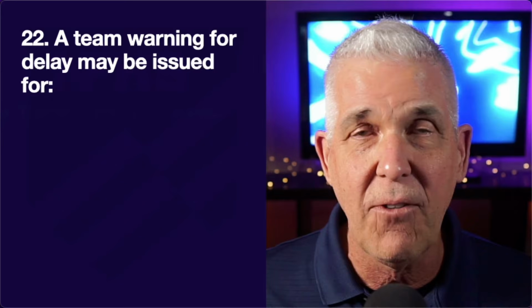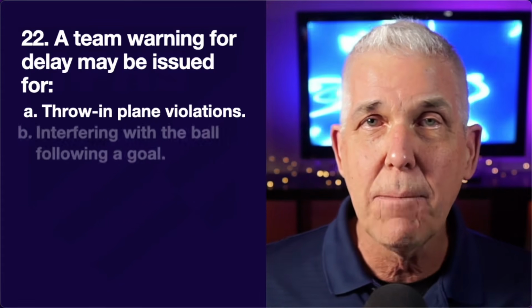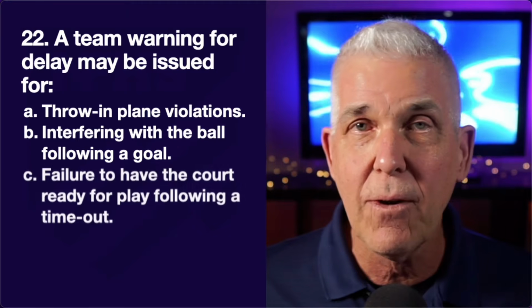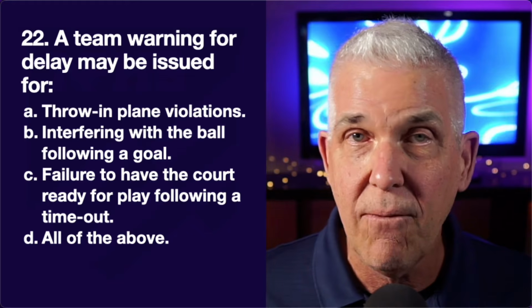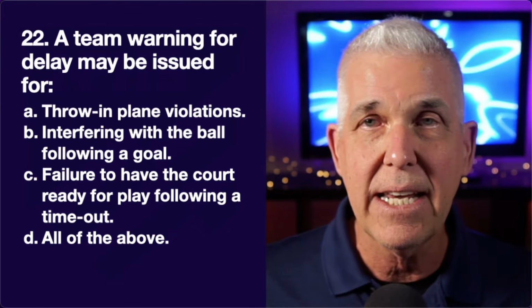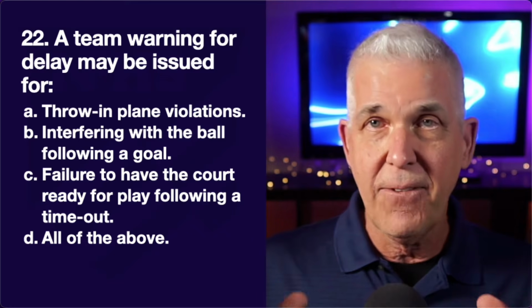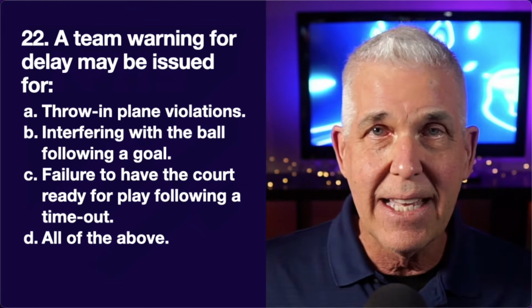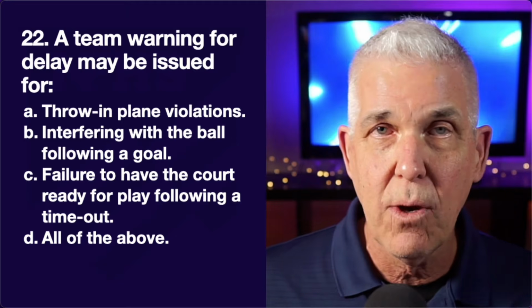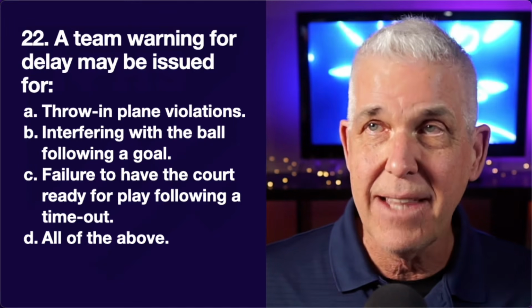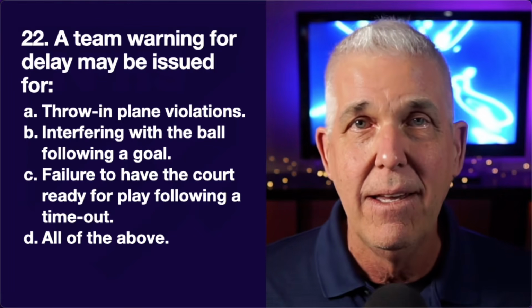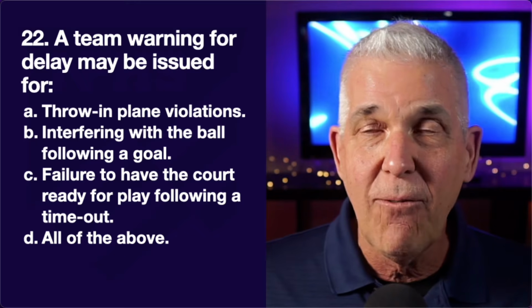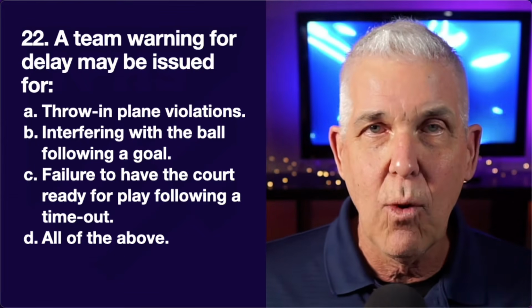A team warning for delay may be issued for which of the following? A, a throw-in plane violation. B, interfering with the ball following a goal. C, failure to have the court ready for play following a timeout. Or D, all of the above. If a defender violates a throw-in plane during a throw-in, that team may be issued a warning for delay. If they interfere with the ball following a goal, they may be issued a warning for delay.